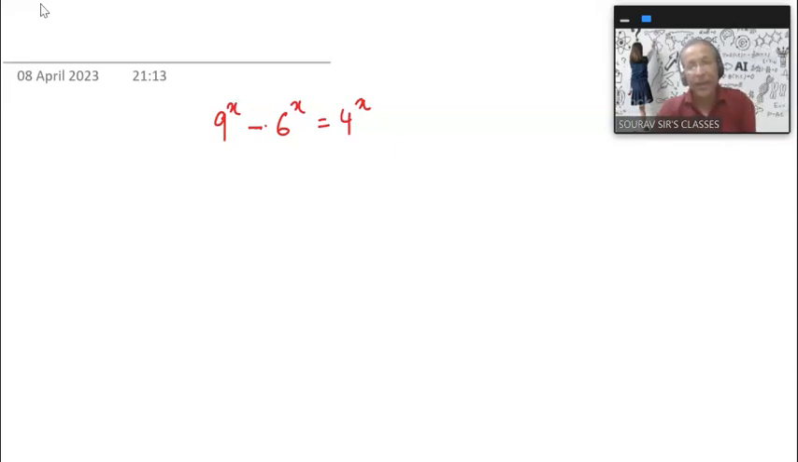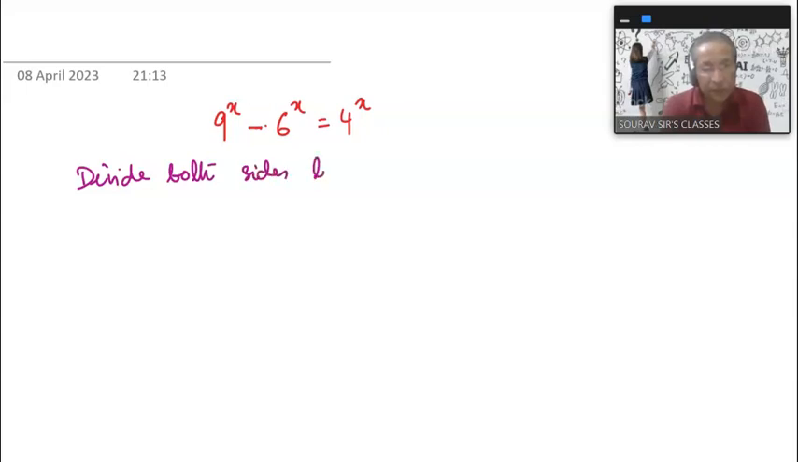Because I have x in the power, I cannot go on using trial and error for x. That will never give me the solution. So there has to be a technique. Now what is the technique? The technique is, first of all, divide both sides by the smallest number.